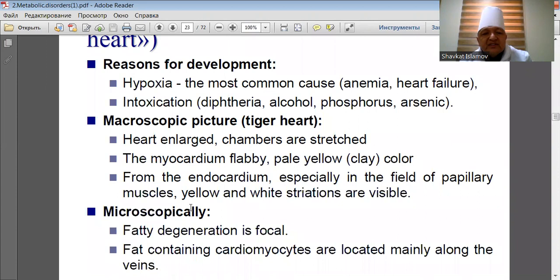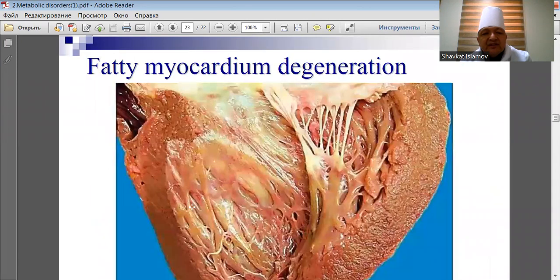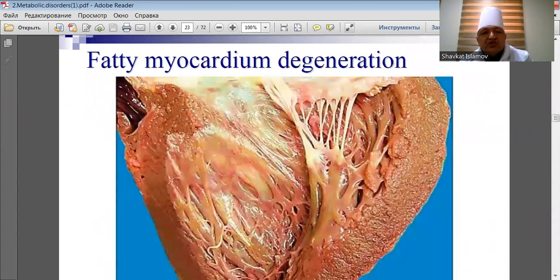Microscopically, fat degeneration is focal. Fat-containing cardiomyocytes are located mainly along the veins. Macroscopic change, fatty myocardium degeneration.